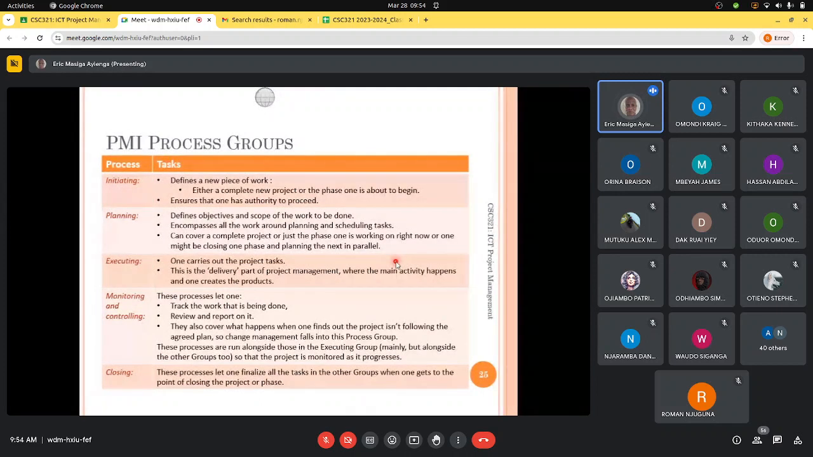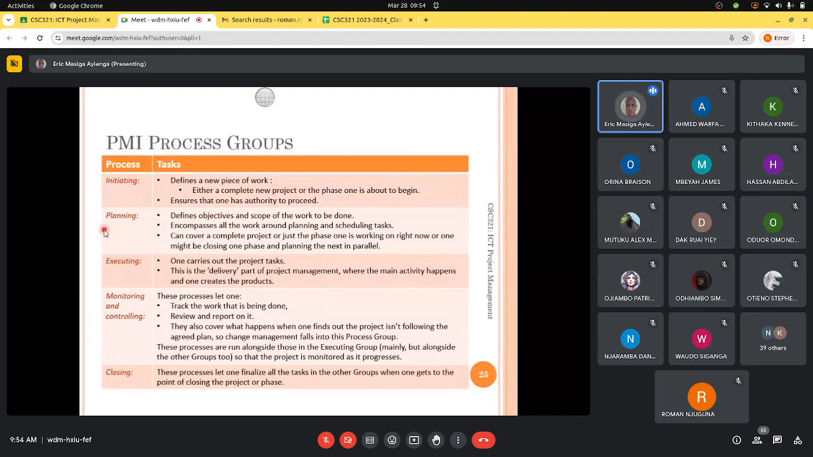So we have the initiating group, where it defines a new piece of work. Remember, initiation is at the beginning. Now, this piece of work could either be a complete project or a phase in the project. So it ensures that one has authority to proceed. So that initiating group is the one which will finally say the project can now start.